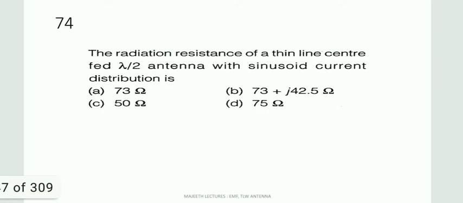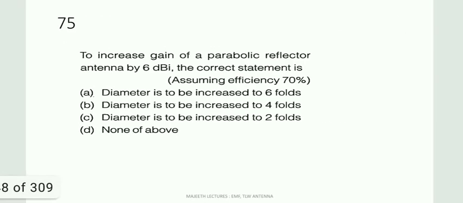Next one, the radiation resistance of a thin line center fed lambda by 2 antenna with sinusoidal current distribution is, it's a straightforward direct question. It is lambda by 2 antenna, the radiation resistance is 73 ohm. So option A is the right answer.